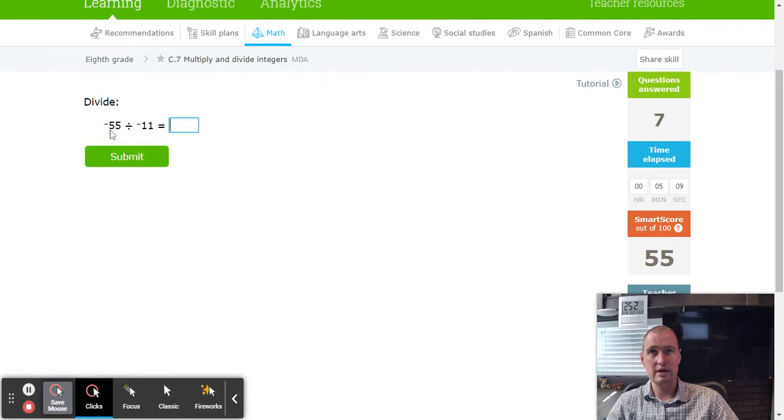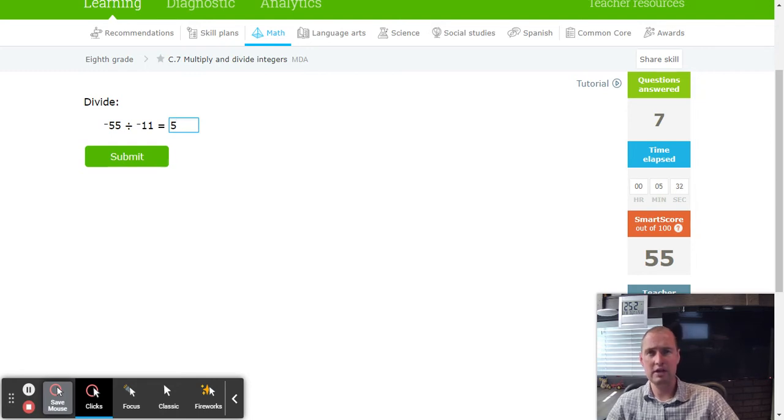All right, next one. We have negative 55 divided by negative 11. First of all, same signs, so it's going to give you a positive result. So 55 divided by 11 is 5. And again, because they have the same sign, it needs to be positive.